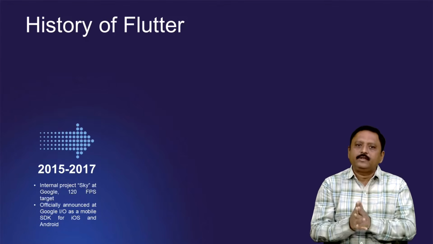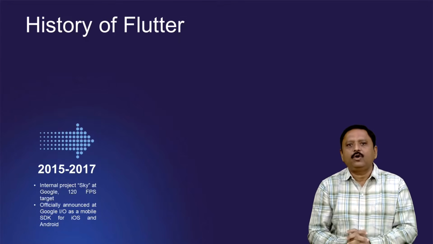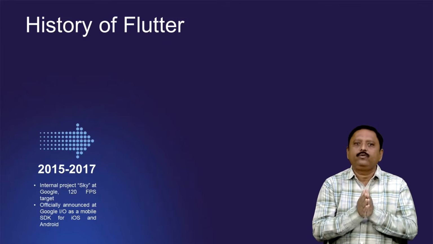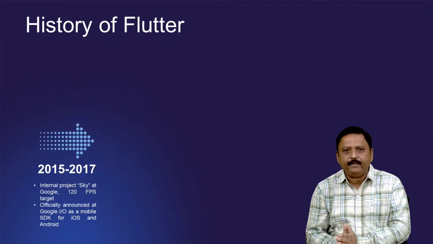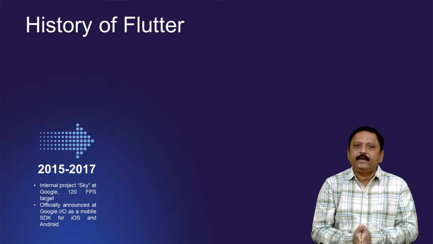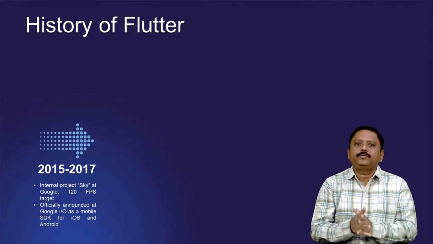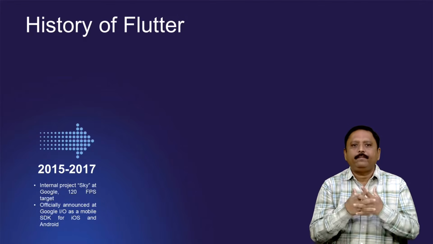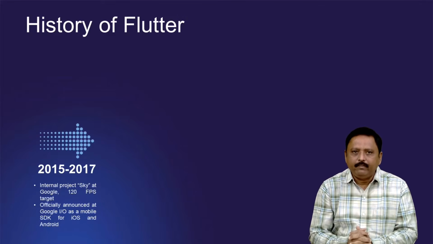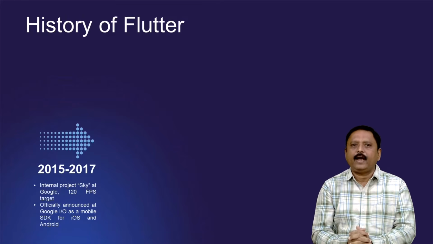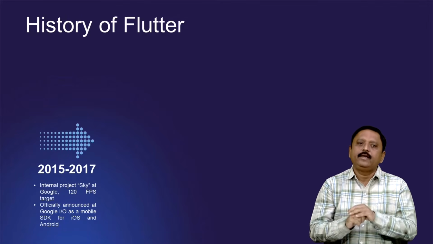In May 2017, Flutter was officially announced at Google I/O 2017. At this stage, it was still an early alpha version. Google introduced Flutter as a way to build high-performance, high-fidelity mobile apps for iOS and Android from a single code base.